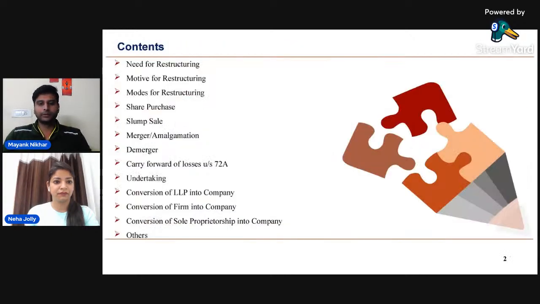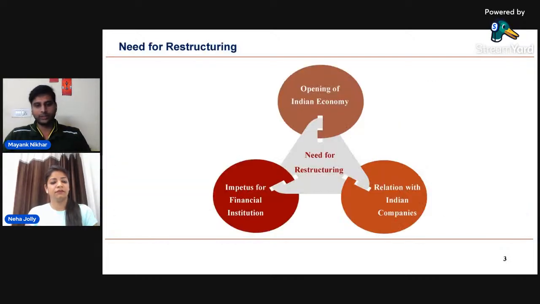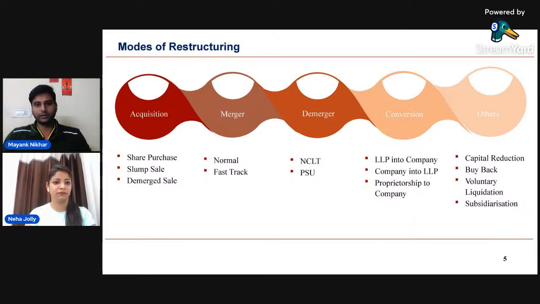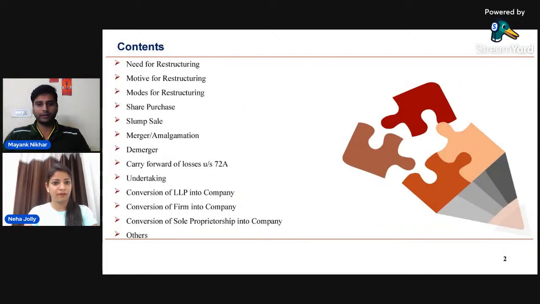To begin with, I have listed down the contents that this slide covers. However, this is a complete presentation on all the valuation requirements, almost all the valuation requirements that a company faces in its life cycle. But due to constraint in time, I'll be covering only a few of them. So I'll be covering acquisition, merger, and demerger, and I will take conversion and others for probably the next session. So to begin with, I am taking you to the first slide.